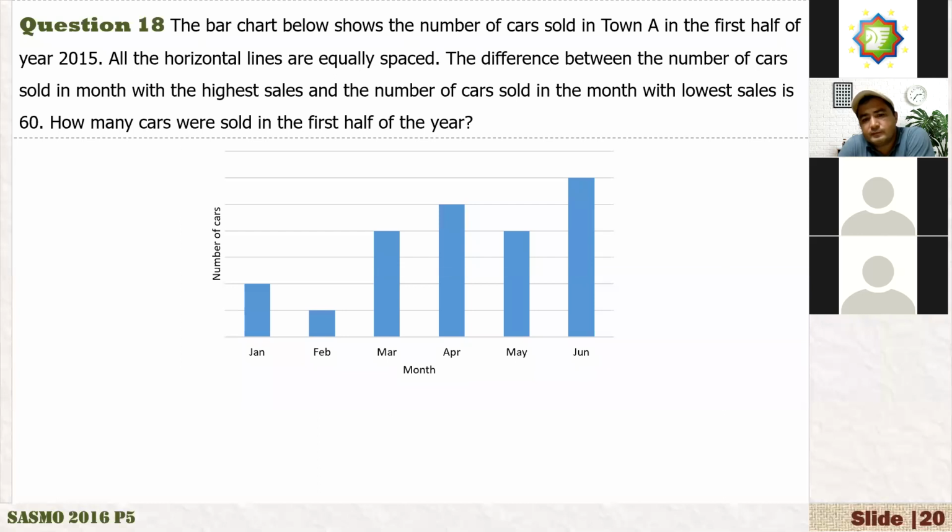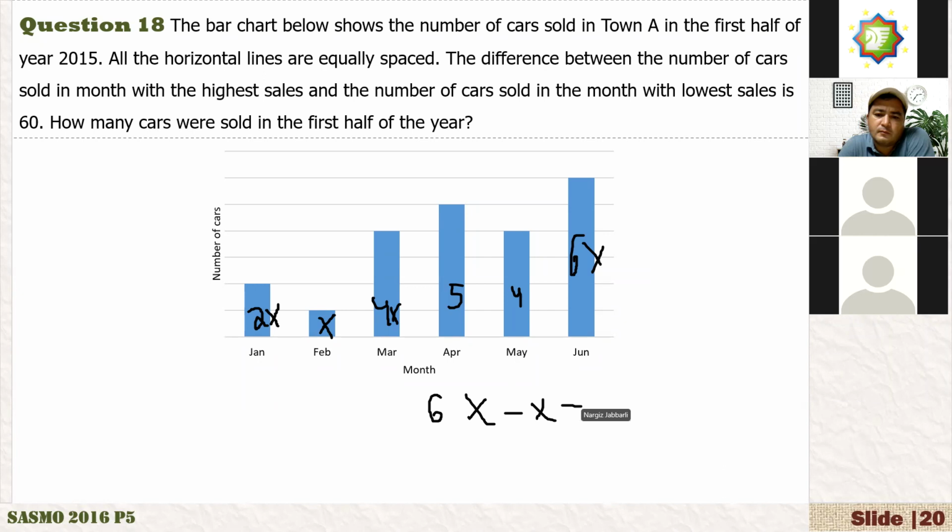My solution is this is x, this is 2x, this is 4x, this is 5x, this is 4x, and this is 6x, and I calculate in this way: 6x minus x is 60, and x is equal to 12. The answer is 12. But here the question is, how many cars were sold in the first half of the year?